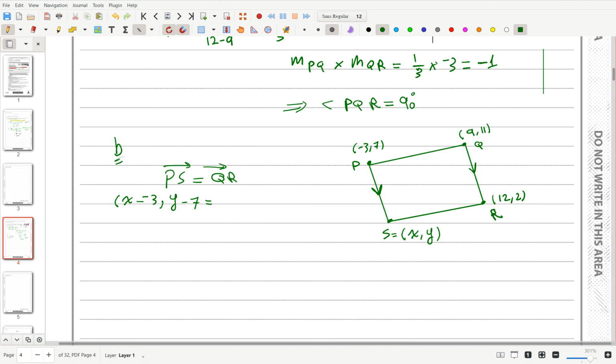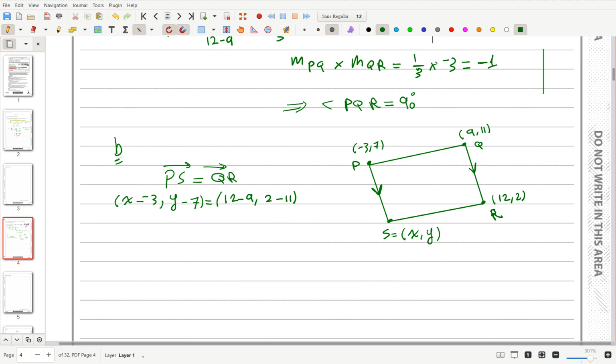also the difference between the coordinates of point Q and point R. The formula in this case is x_R minus x_Q, y_R minus y_Q. So here we have 12 minus 9 and 2 minus 11.